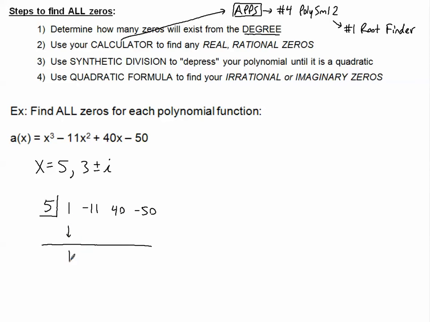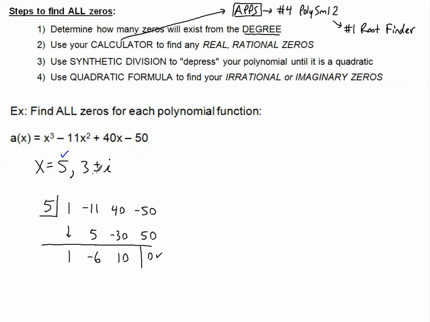So we drop down that 1. 5 times 1 is 5. Add this up and we get negative 6. 5 times negative 6 is negative 30. Add this up and we get 10. 5 times 10 is 50, and we've just proven, because we do get our 0, we've proven that 5 is one of our answers. I'll put a little check mark. We've shown the work to prove that.